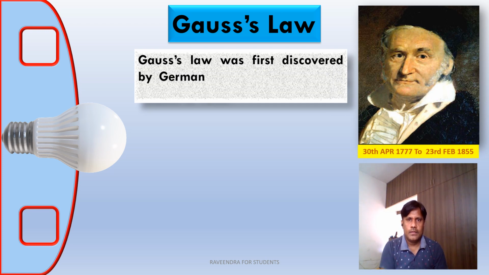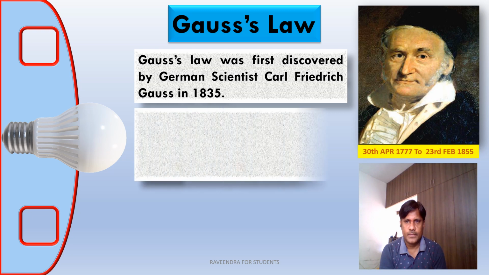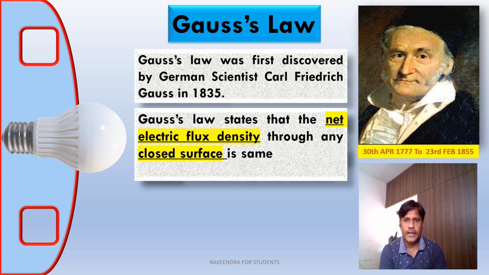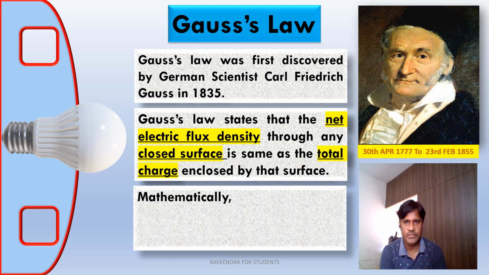Gauss law was first discovered by the German scientist Carl Friedrich Gauss in the year 1835. So what is the statement of the Gauss law? We will see. The statement says that the net electric flux density through any closed surface is the same as the total charge enclosed by that surface. Mathematically, we can write it as closed integral over S of D bar dot dS bar is the same as the total charge enclosed, that is Q enclosed.